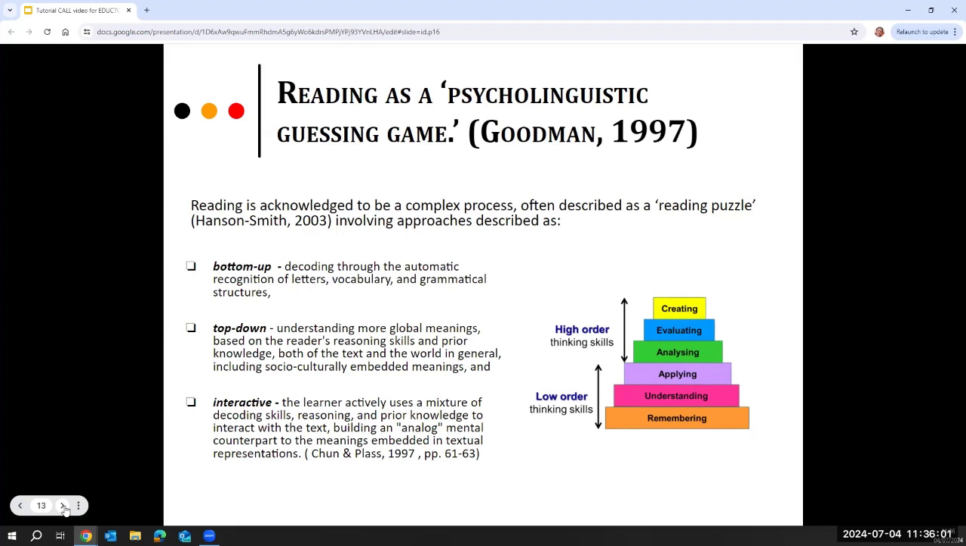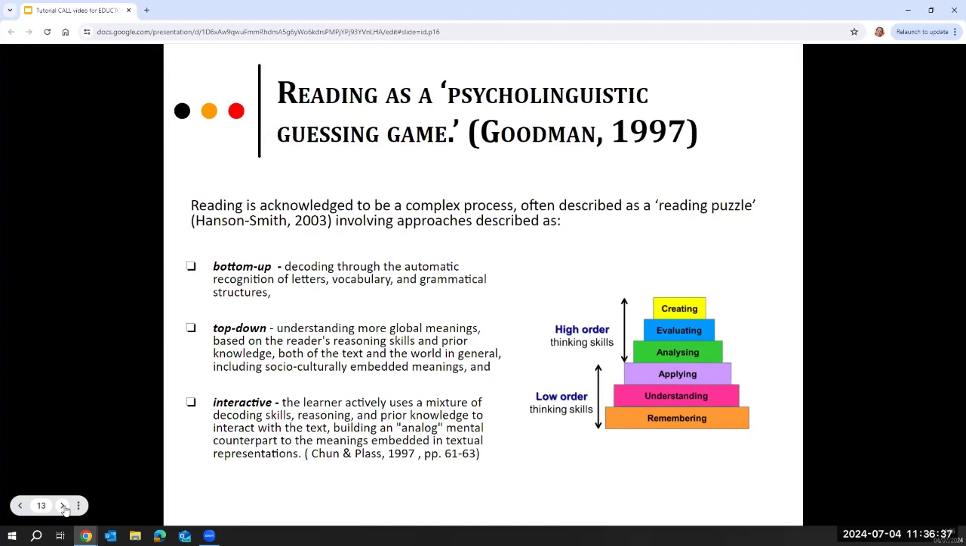So it goes bottom up, zooming in on words, meanings, vocabulary, specific words, sounds of letters, and so on and so forth. Whereas a top-down strategy is about, okay, I'm not focusing on the letter, the sound, the meaning of that letter, or the grammar. I want to understand the whole meaning of the whole message.